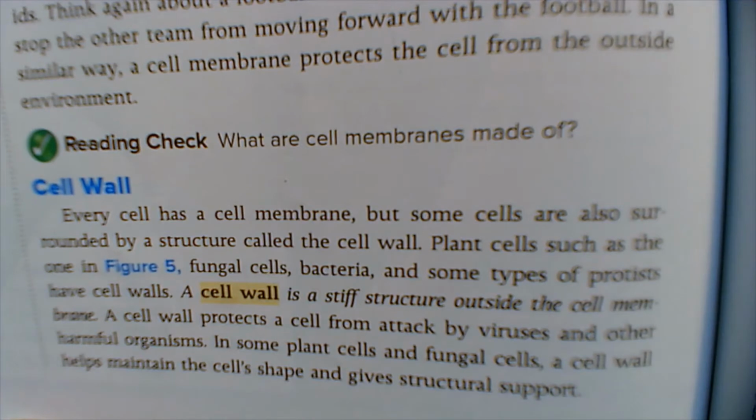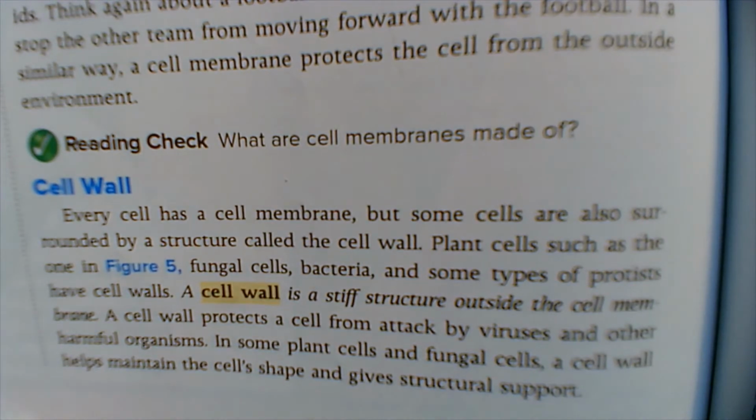A cell wall is a stiff structure outside of the cell membrane. A cell wall protects a cell from attack by viruses and other harmful organisms. In some plant cells and fungal cells, a cell wall helps maintain the cell shape and gives structural support. Animals do not have cell walls, but some other organisms that we just discussed do.